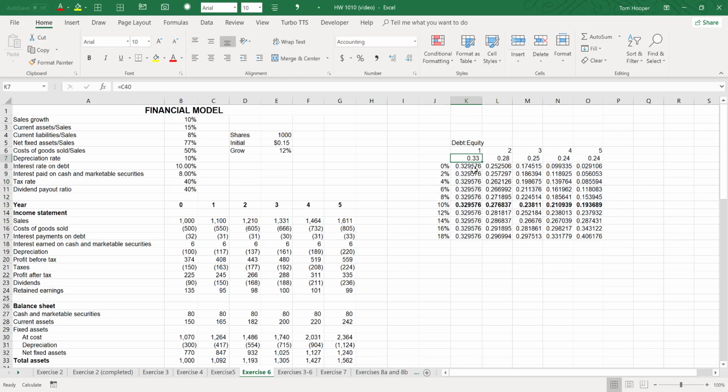Notice debt to equity in the first year doesn't change at all, because regardless of how it's growing, the first year is just the initial amount. And so the debt to equity gets pretty extreme out in the 5th year. It can be as low as 3% or as high as 40%, depending on the dividend growth rate.